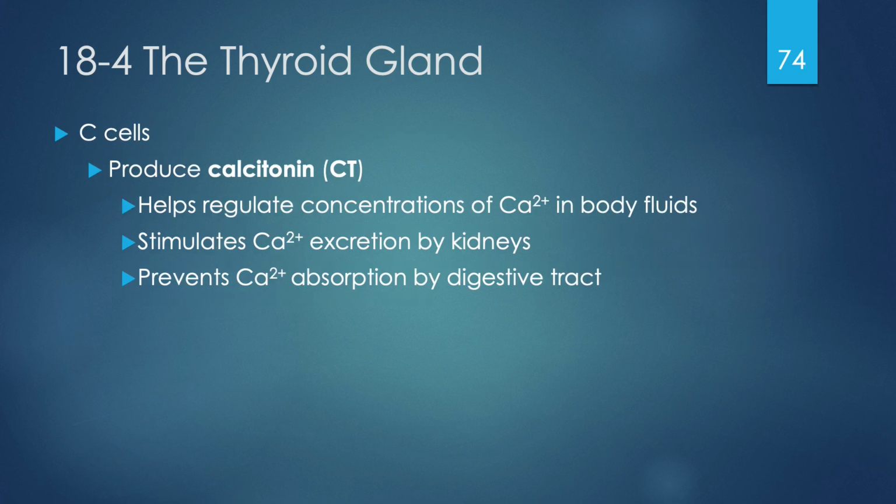The C cells of the thyroid are those cells that are off to the side of the main cuboidal cells around the colloid. Those C cells, clear cells, produce calcitonin. So C cells are clear and produce calcitonin. Think of all those C's going together. This calcitonin is incredibly important because it does three things. It helps to regulate the concentration of calcium in our body fluids, it can stimulate calcium excretion by the kidneys so we can get rid of excess calcium, and it will also prevent calcium absorption by the digestive tract in order to allow us to not absorb too much.